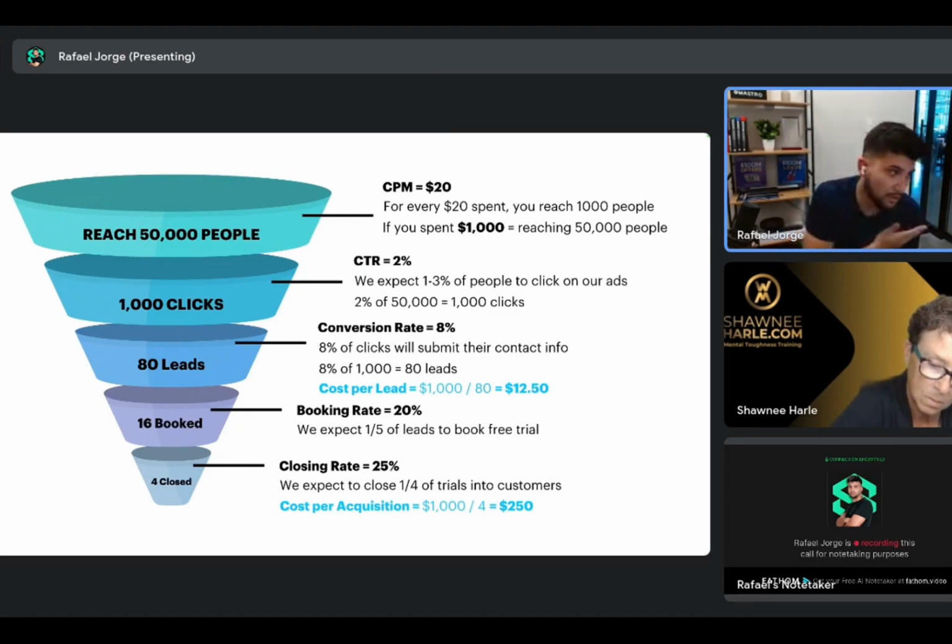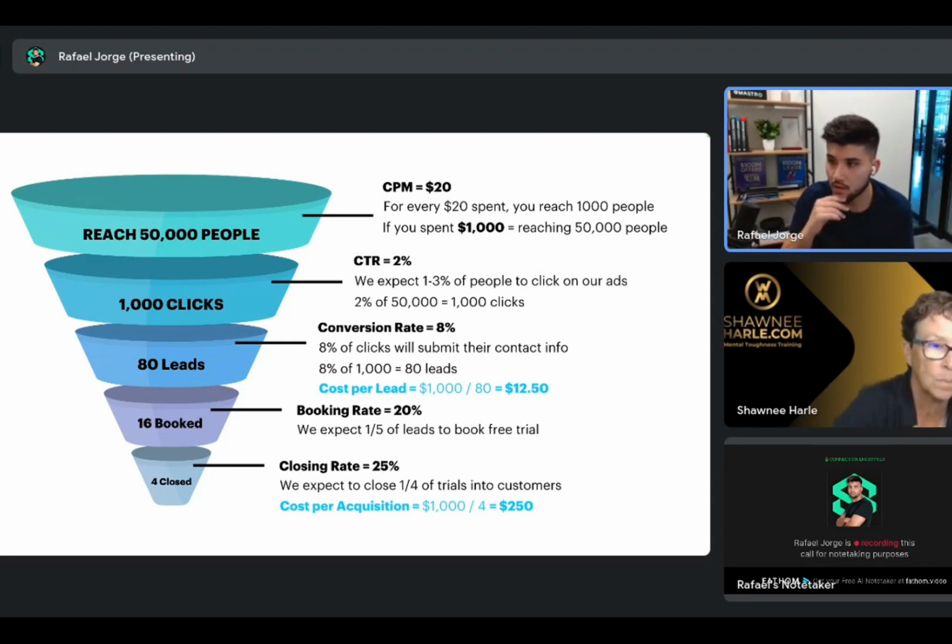You see, this is the cool part about the funnel. When you break down and analyze number by number, you're able to assess where exactly you need to make the changes. So you know exactly where to improve. Is it the ad? Is it the landing page? And then I'll show you the other steps as well. If 8% of my clicks, which were 1,000, submit their contact information and become leads, we have 80 leads, right? That's 8% of 1,000 people.